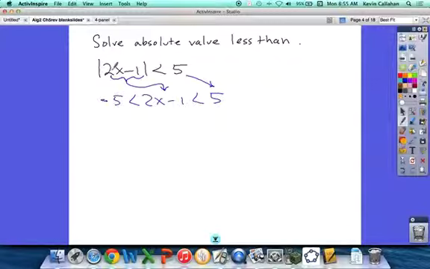Because what if it's in between 0 and negative 5? When you take the absolute value, that puts it between 0 and 5, which is less than 5. When you solve one of these, you solve for x in the middle. So in this case, add 1.